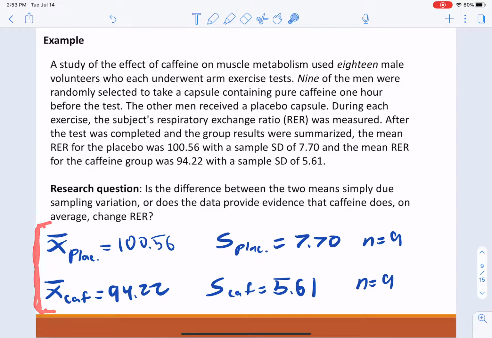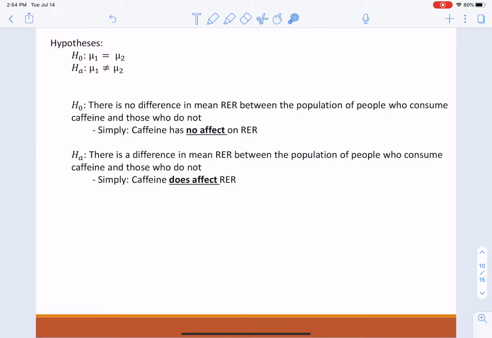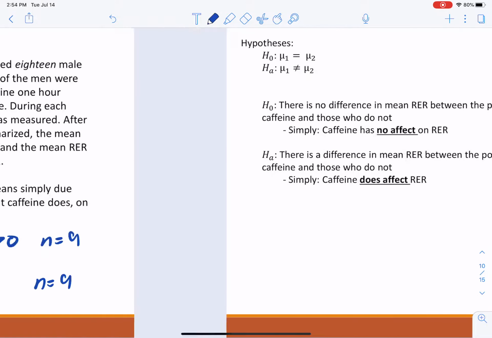If caffeine, on average, if everybody were to take it, right? If every male volunteer, if every male were to take caffeine, would their respiratory exchange ratio be lower on average than people who don't? That's the question. That's the research question. So let's go on and actually test that claim, okay? So this is step 1.